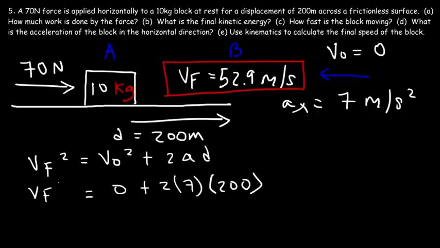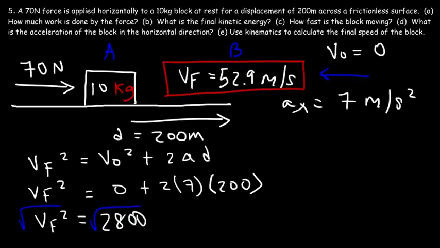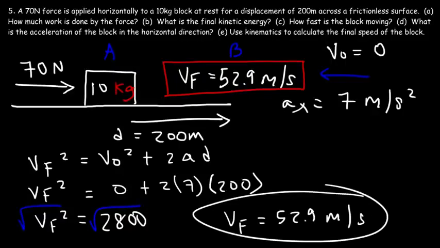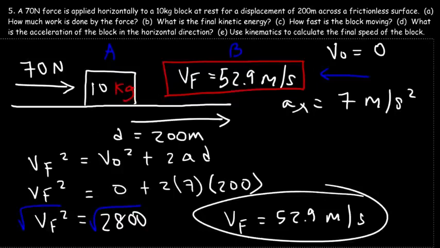So 2 times 7 is 14. And 14 times 200, well, 14 times 2 is 28. So 14 times 200 is 2,800. So we can see that this is going to lead us to the same answer. If we take the square root of 2,800, that's going to be 52.9 meters per second. So as you can see, there's multiple ways in which you can find the final speed of the block. You could use kinematics, or you could use the work energy principle. In fact, if you combine the two methods, you can derive the equation for the kinetic energy of an object.